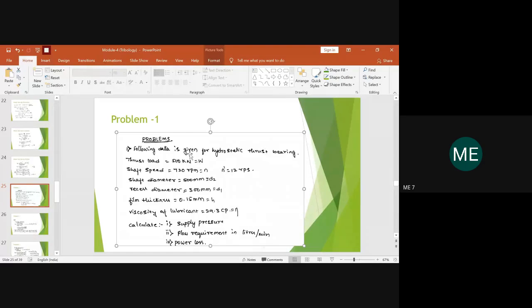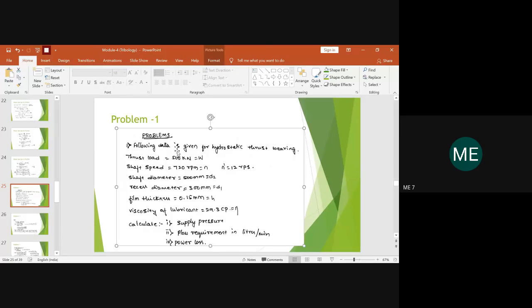So the question is like this. Kindly take down the question, or else you can take a snapshot of it. Everyone take down the snapshot of it. Have you people taken it down?